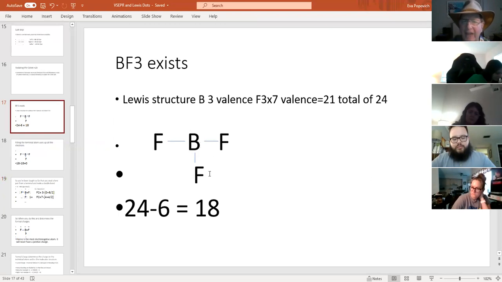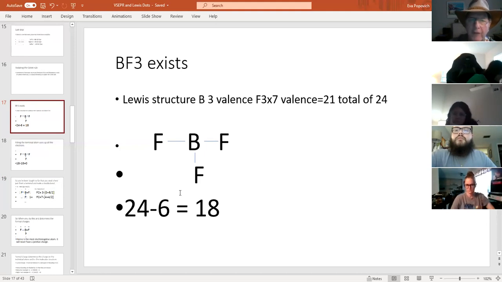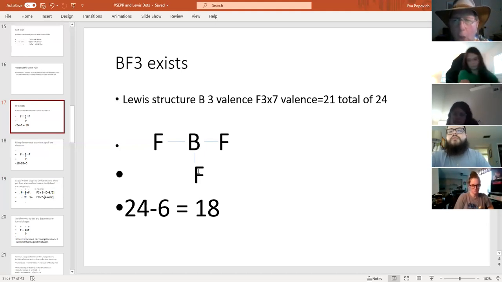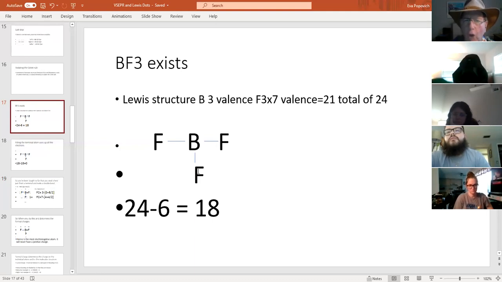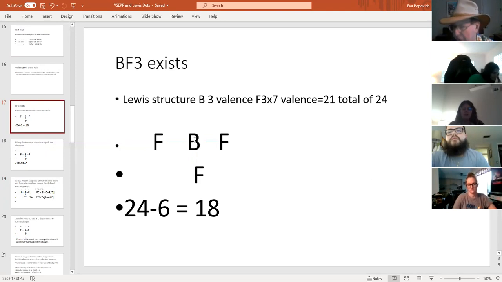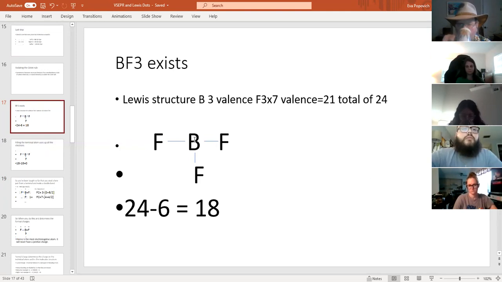It exists as this. And when we have done crystallography studies of BF3, we've determined that it is a trigonal planar molecule, and therefore the boron only has 6 electrons. It violates the octet rule. Are we good with that? Do we kind of understand why the octet rule gets violated in this instance?